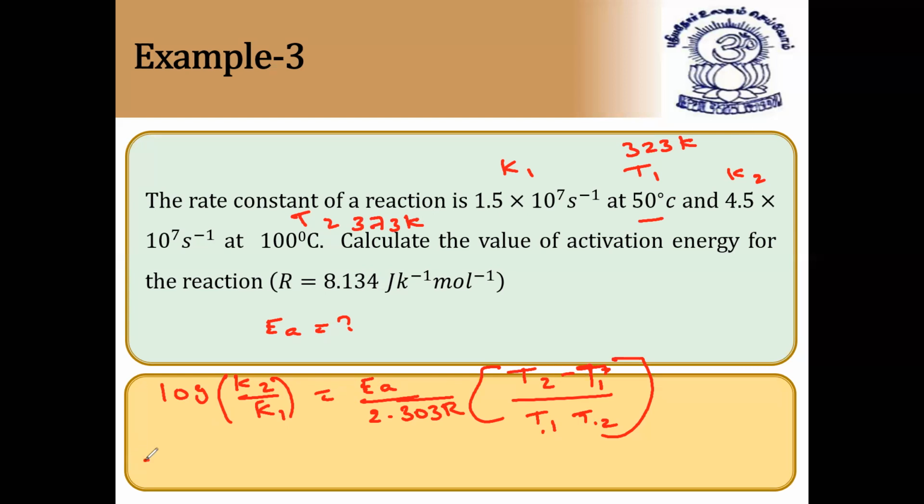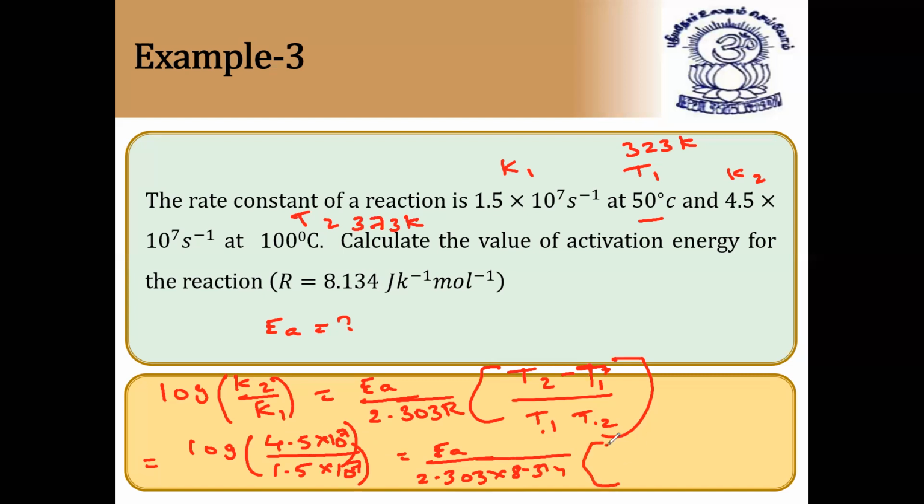So let us take into consideration log of K2 by K1. So log of K2 by K1 is how much? 4.5 into 10 to the power of 7 by 1.5 into 10 to the power of 7 is equal to E of A, that we are going to find, by 2.303 R, that is 2.303 into 8.314, into T2 minus T1, that is 373 minus 323, divided by 323 into 373.